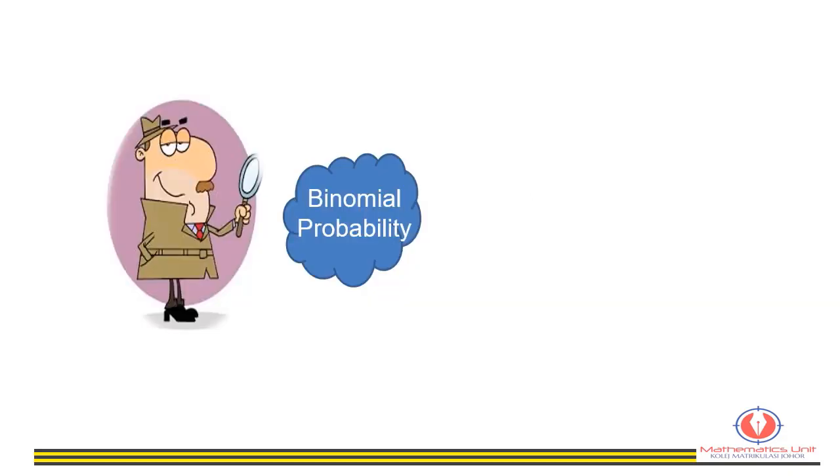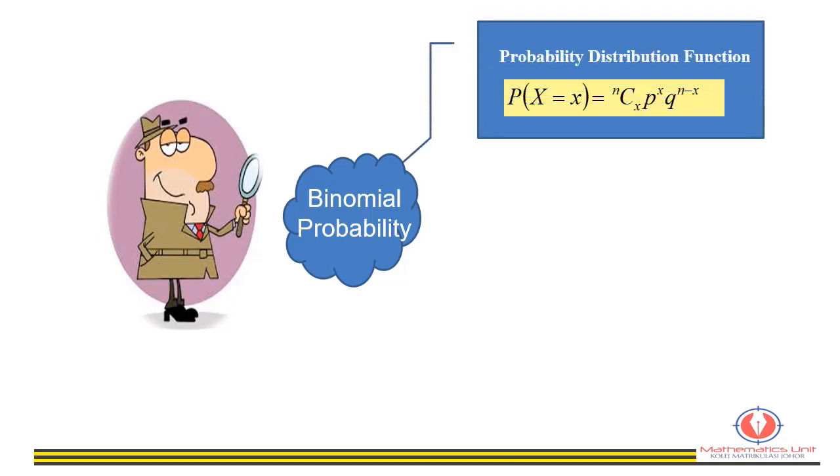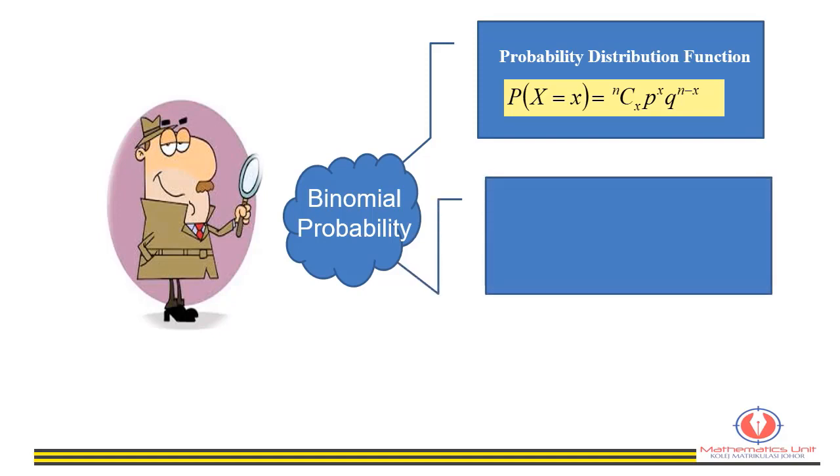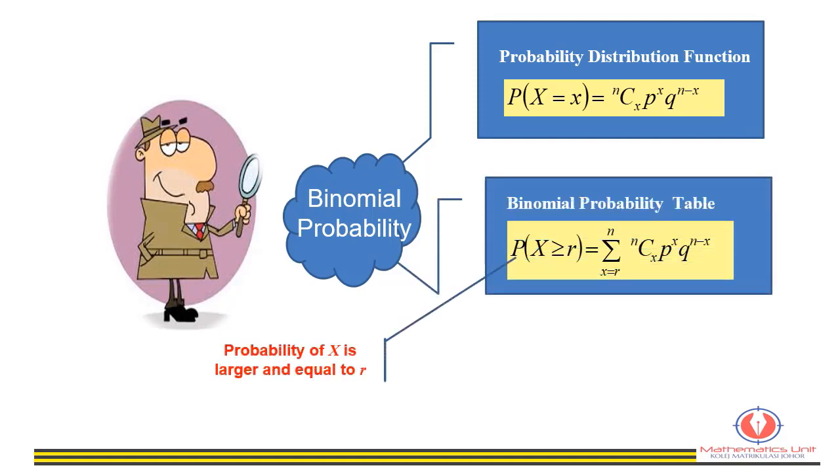We may get the binomial probability by these two methods. First, we do the calculations from the probability distribution function formula. Second, we may get the value of the probability from the binomial probability tables. Take note, in the binomial probability tables, the probability is for X larger or equal to r.